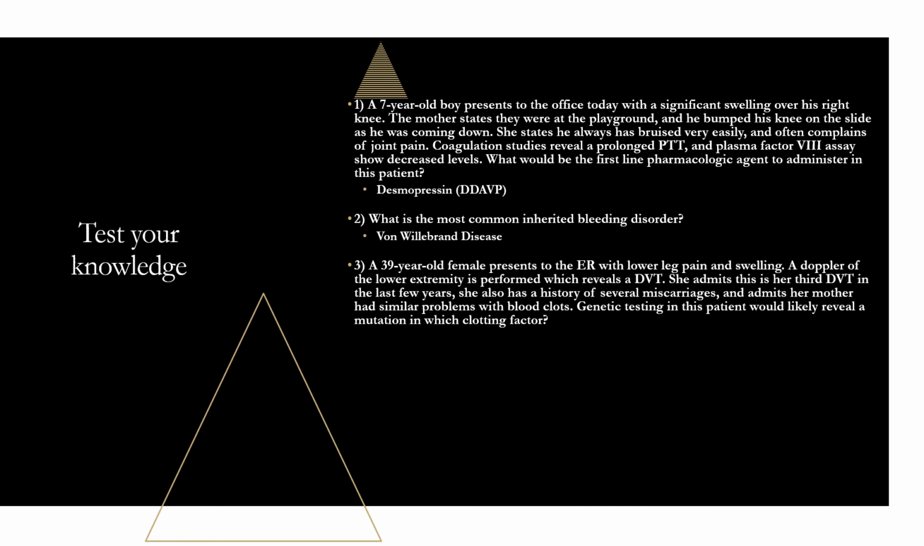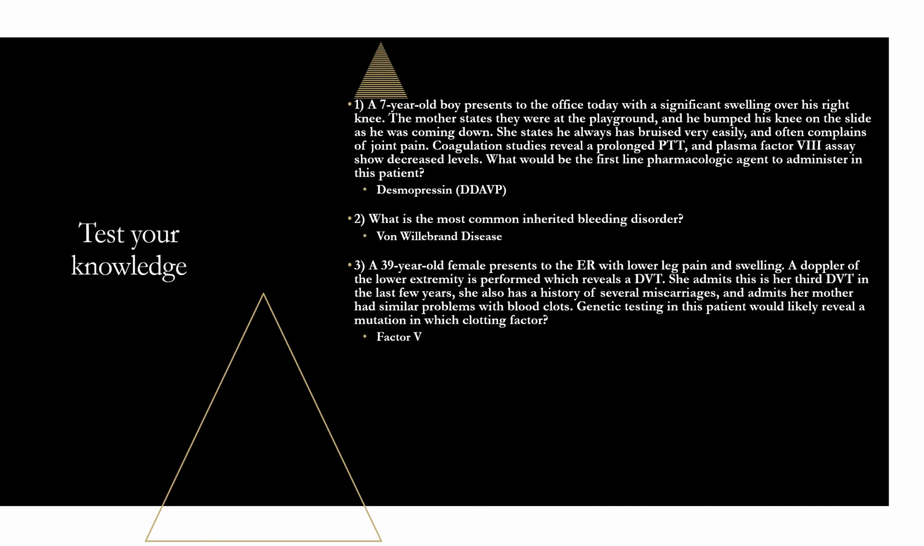Question 3, a 39-year-old female presents to the ER with lower leg pain and swelling. Doppler of the lower extremity is performed, which reveals a DVT. She admits this is her third DVT in the last few years. She also has a history of several miscarriages and admits her mother had similar problems with blood clots. Genetic testing in this patient would likely reveal a mutation in which clotting factor? So that's going to be factor V.